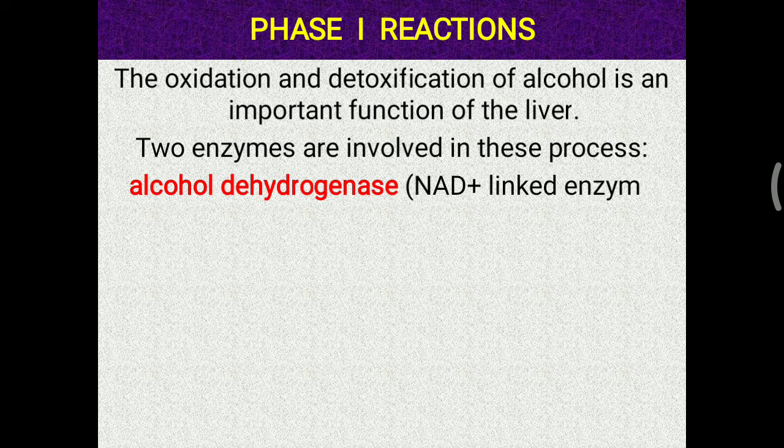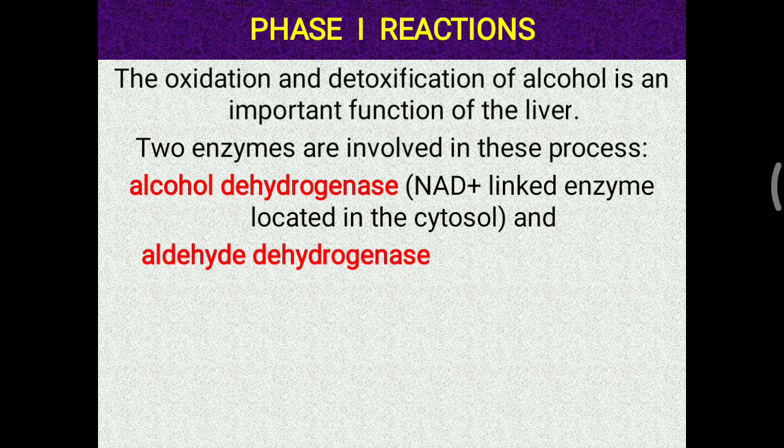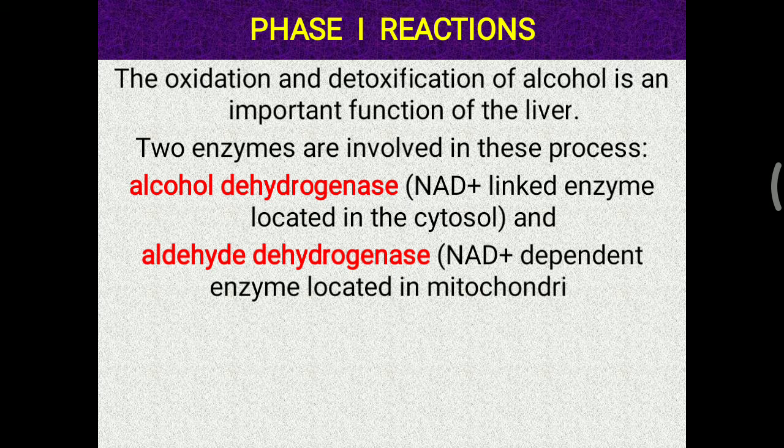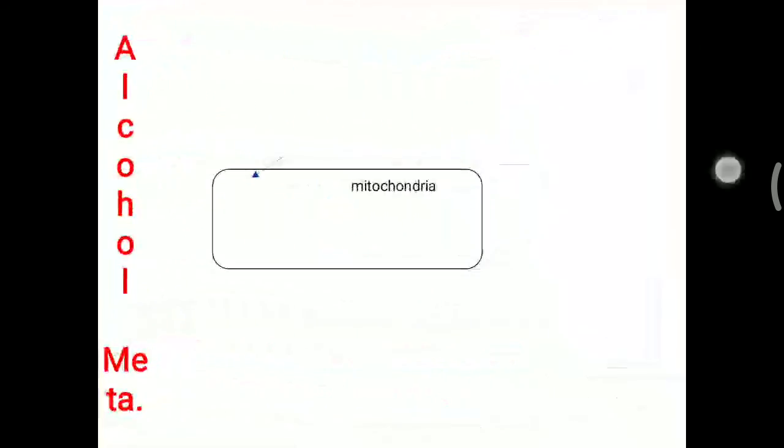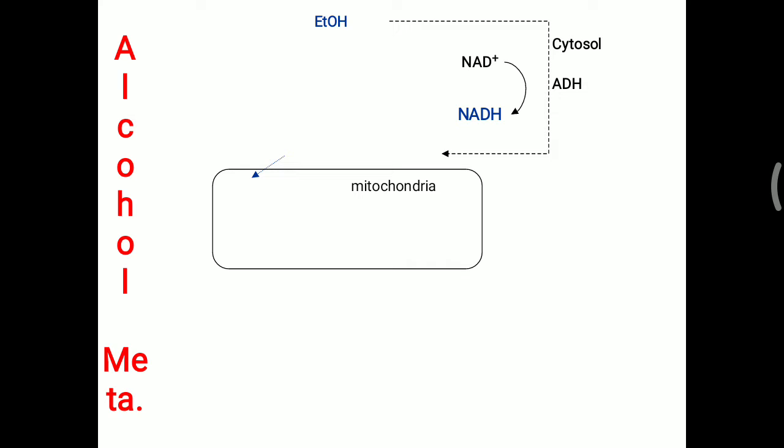First one, alcohol dehydrogenase, is NAD plus dependent and is present in the cytosol. Another one, aldehyde dehydrogenase, is also NAD plus dependent but is present in the mitochondria. In relation to that, there is one interesting thing that we will look at. Mostly, ethanol, that is alcohol, is metabolized inside the cytosol with the help of NAD plus, and that generates acetaldehyde.